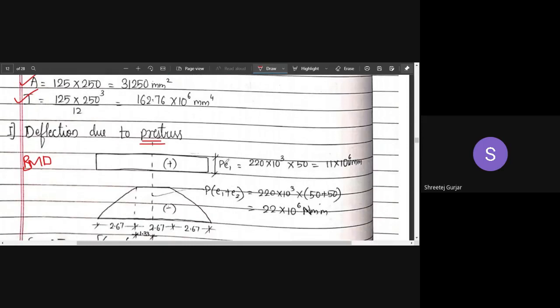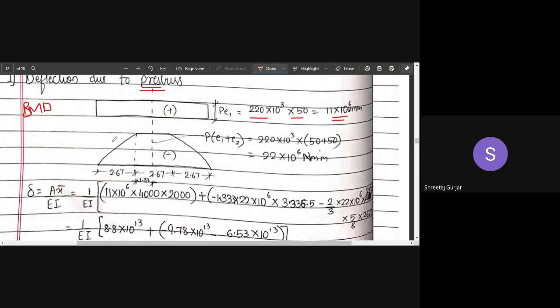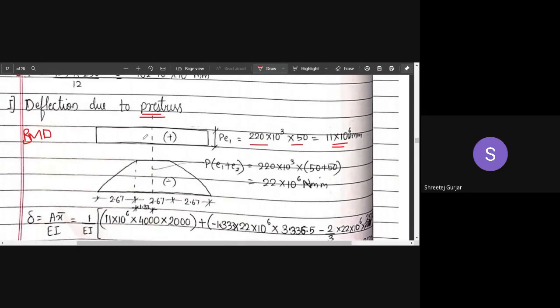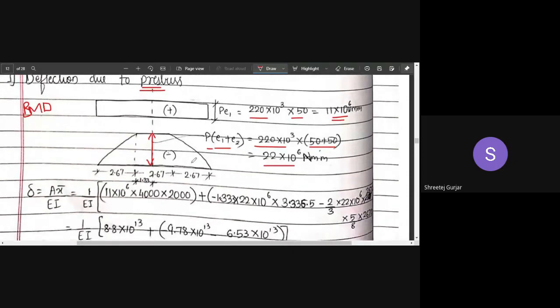It is positive, and the height of this BMD is what? P into E1, right? 11 into 10 power 6 Newton mm. Next, regarding the second BMD, the E1 plus E2 is P into E1 plus E2, and it is located below the centroidal axis or the neutral axis. So it is minus. Okay, the BMD is coming to be minus. So the height of this particular BMD is what? P into E1 plus E2, 22 into 10 power 6 Newton mm.